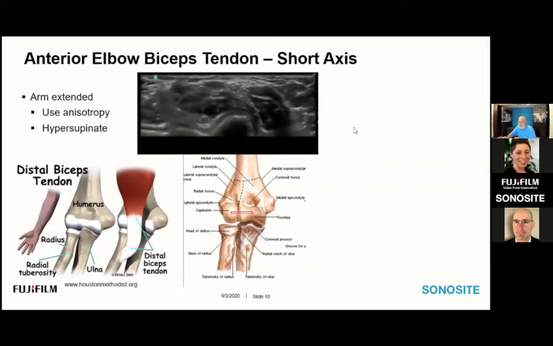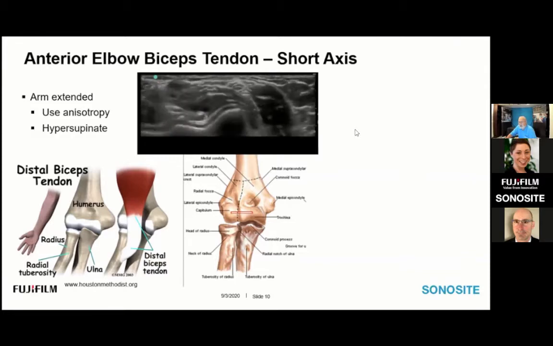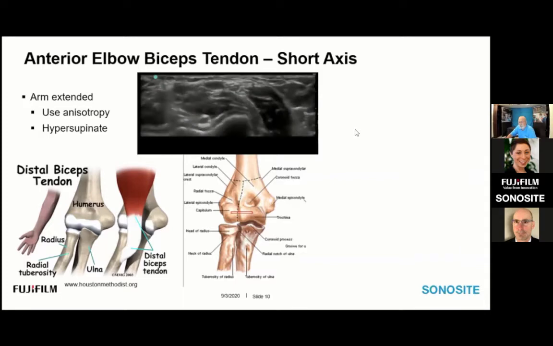We can use anisotropy to help locate the biceps tendon by wagging the tail of the transducer back and forth and recognize the alternating appearance between hyper and hypoechogenicity.